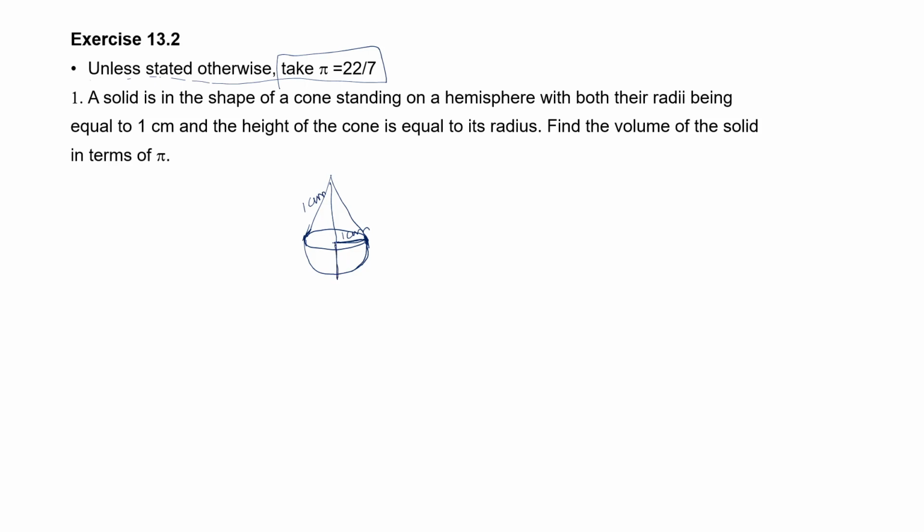Since it is the hemisphere, this height will also be equal to 1 centimeter. The radius will be the same, no? Here also, here also. So this will also be 1 centimeter. Find the volume of the solid. Volume of solid is equal to what? First, volume of the cone plus volume of hemisphere. Because there are two solids combined, one is the hemisphere and the other one is the cone. So total volume will be volume of cone plus volume of hemisphere.